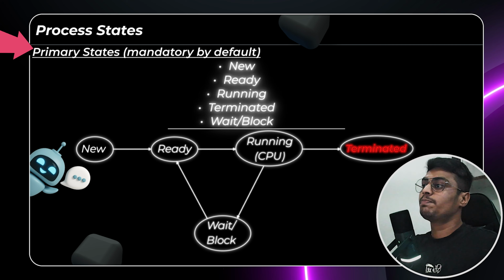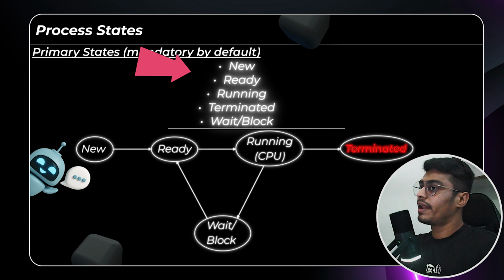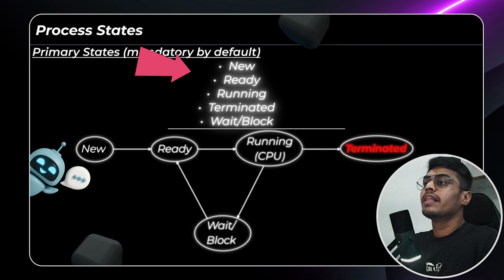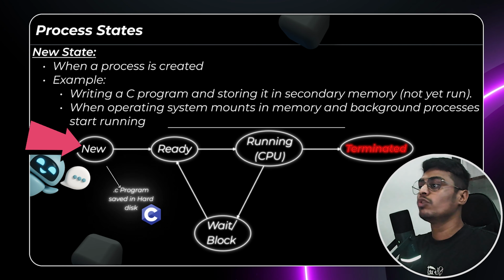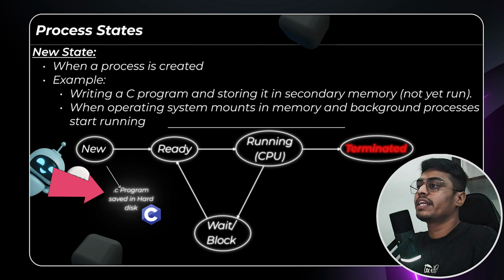Now, first is primary states. The primary states are mandatory states: new, ready, running, terminated, and wait and block. Other than these, there are some additional states that we will discuss later. Now, first is new state. New state means when we create a process.